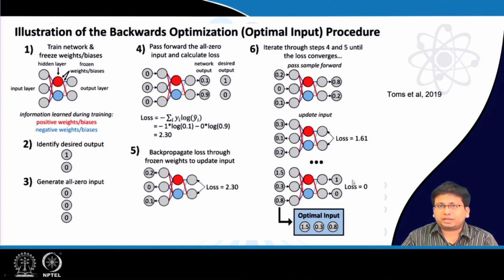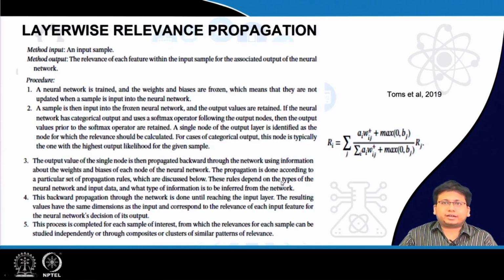Similarly for class B, where this one has 0 value and this one has 1 value, we can calculate the prototypical example. So this is the task of backward optimization, where for a particular output we try to find its input.